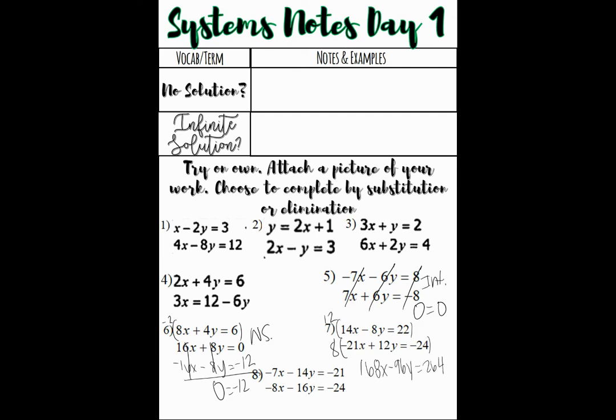The bottom, 8 times -21 gives me -168x. 8 times 12, which we saw before, gives me 96y. And equals -24 times 8, which is -192. These cancel out, so I'm left with 0. This is obviously not going to be 0, but let's take a look what it would be. We have 264 minus 192, which is 72. So it's a no solution.